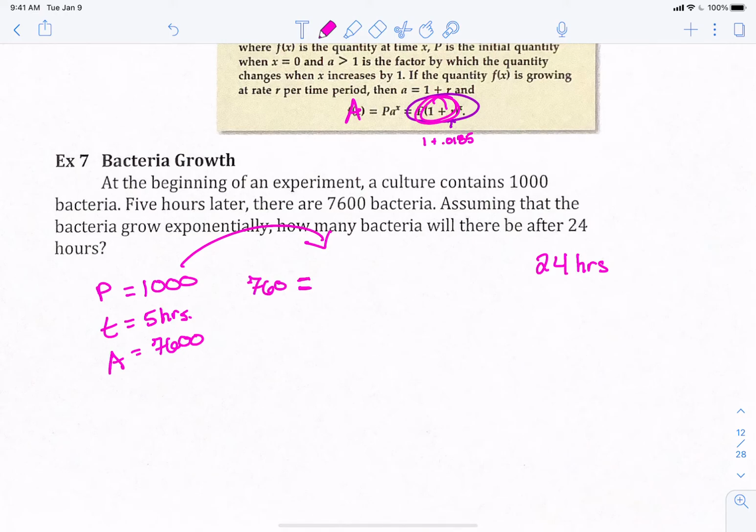7,600 equals 1,000 times 1 plus our rate to the 5th power. Okay, and we've got to figure out what our interest rate is. So how long do you think it's going to take? How many hours do you think it's going to? No. What percent is it growing at?